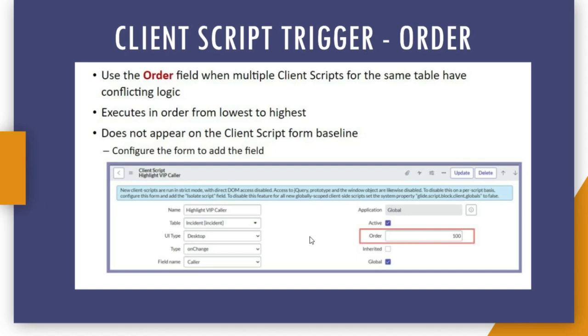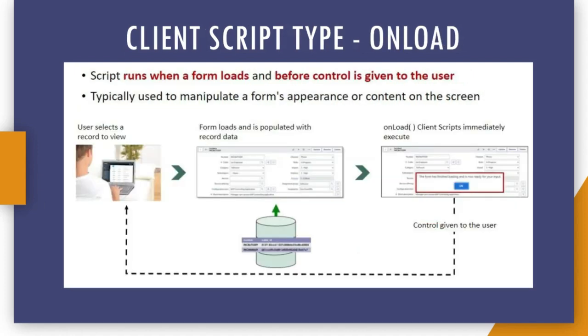Okay, so let's move further and see what the types of client scripts used in ServiceNow are. There are generally four types of client scripts used in ServiceNow. First is the onLoad client script, second is the onChange client script, third is the onSubmit client script, and fourth is the onCellEdit client script. I will tell you about these types of client scripts one by one. Okay, so now let's see the client script type onLoad.